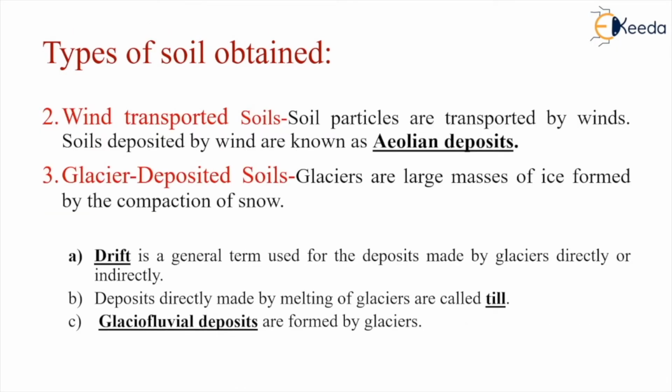The second variety is wind transported soils. Generally, soil particles are transported by wind. The soils transported and deposited by wind are known as aeolian deposits.